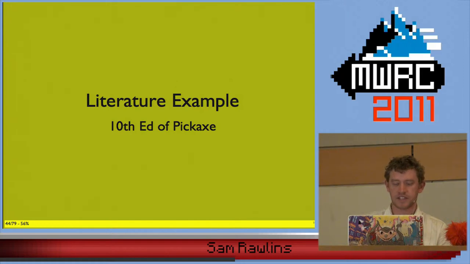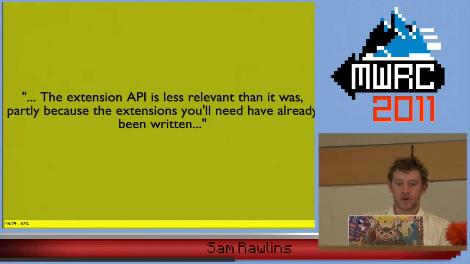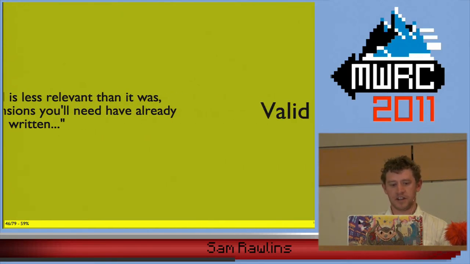The next one is the 10th edition of the Pickaxe. If you read forward in their page through it, you see that they no longer include the extension API. And they write that it's less relevant than it was, partially because all the extensions we need have been written for us. And this I probably disagree with. I don't want to rag on them because that book was getting huge. And I think that their bigger goal was actually just to cut a lot of content. They cut a couple appendices. But I'm going to show how C extensions are still readily being developed.